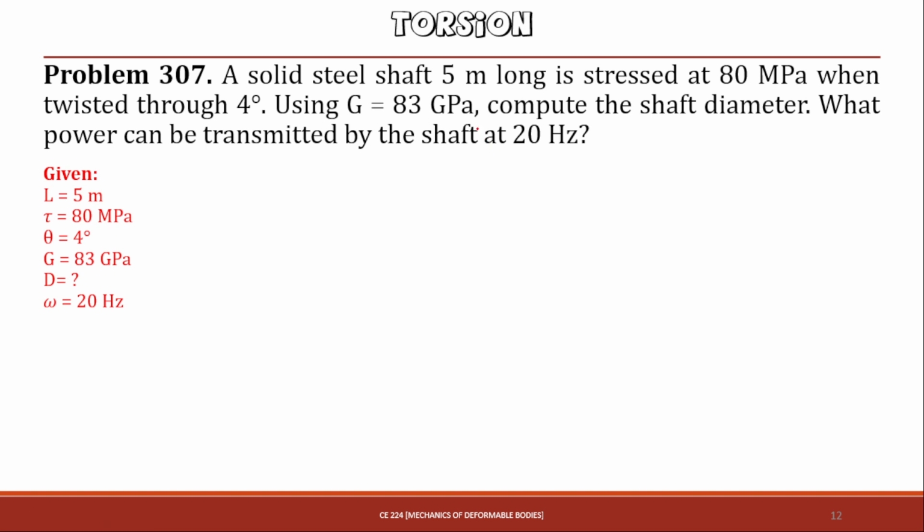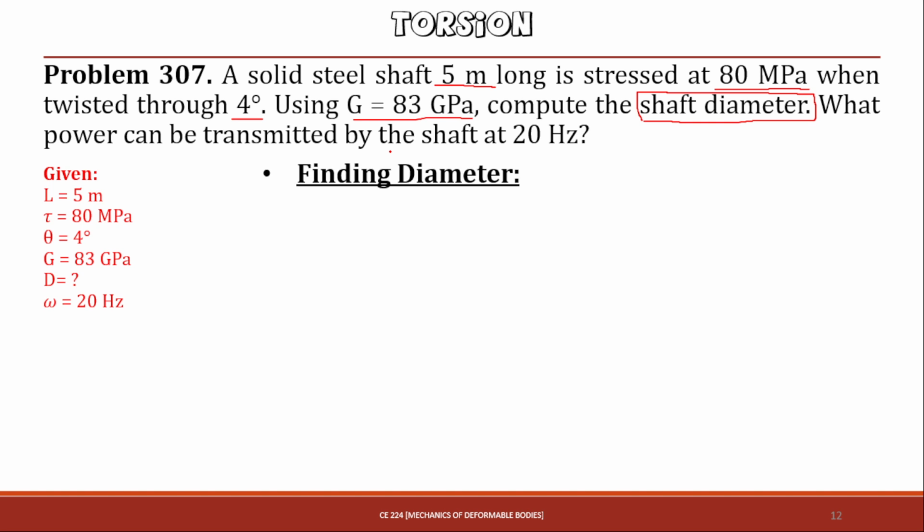So, let us look muna sa given natin. Meron tayong given na length, 5 meters. Meron tayong 80 megapascal na stress. That is shearing stress. Okay? So, meron din tayong angle of twist na given na 4 degrees. Modulus of rigidity na 83 gigapascal. And we are asked to find what is the diameter. So, diameter na naman hinahanap sa atin.